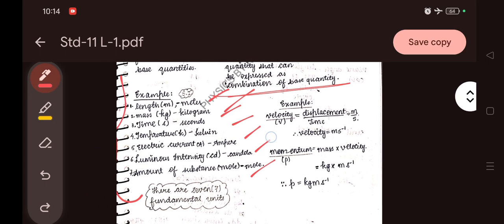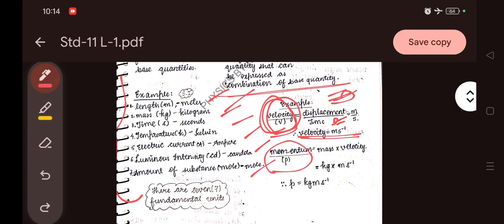For instance, let us consider velocity. Velocity is defined as displacement per unit time. Now we know that displacement is a base quantity, and time is a base quantity. So we have defined velocity with the use of two base quantities or two base units. Hence velocity becomes a derived quantity, a derived unit. Similar goes for momentum.